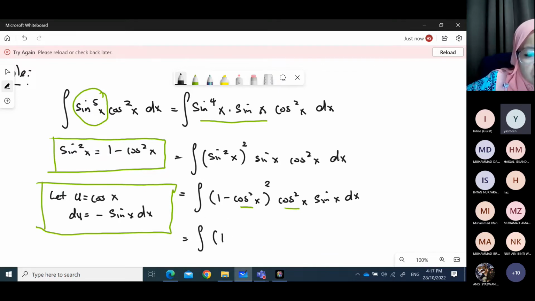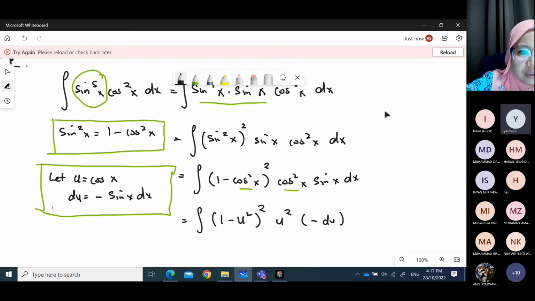So dalam kurungan ni kita akan dapat 1 minus u squared, the whole thing to the power of 2. So this cosine square x, dia akan jadi u to the power of 2. And for sin x dx, kita dah gantikan ataupun kita dah transform kepada du. Dan kita akan dapat times negative du. Okay, so untuk part yang ini ada soalan. Boleh faham tak?